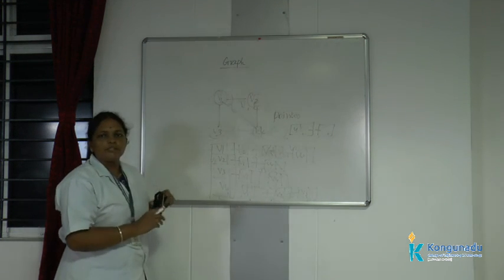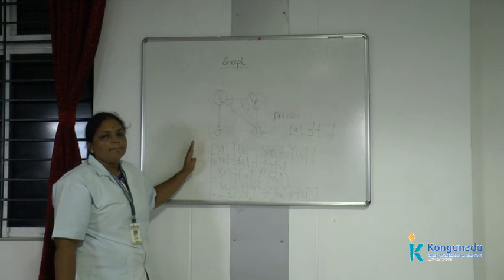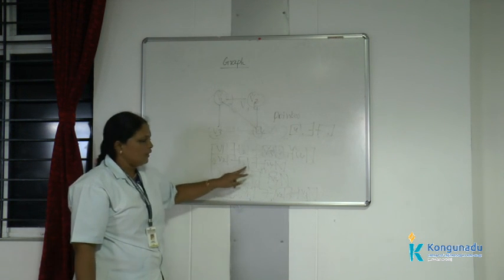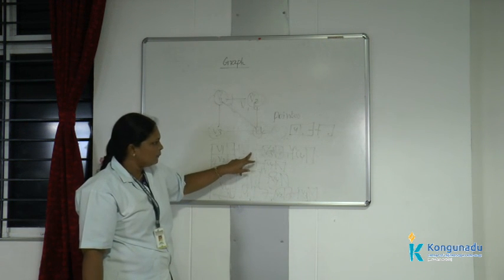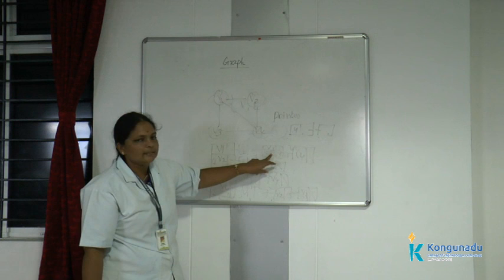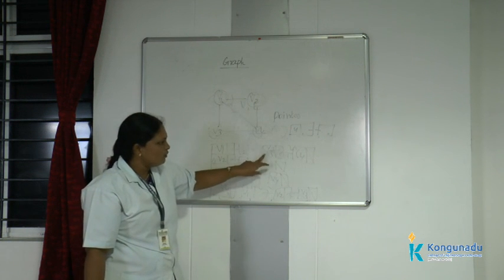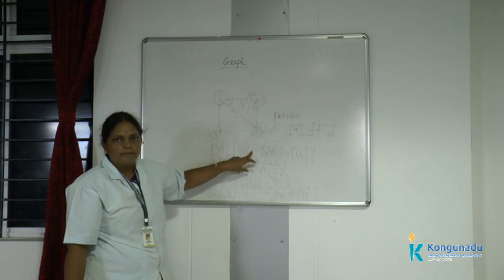So this is the adjacency list representation. Each and every time we are using the pointer. Here the pointer is used to point to the adjacency node. So all the adjacency nodes will be connected through the pointer variable. Okay.